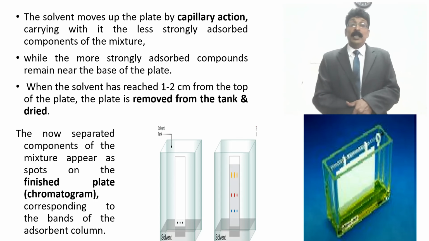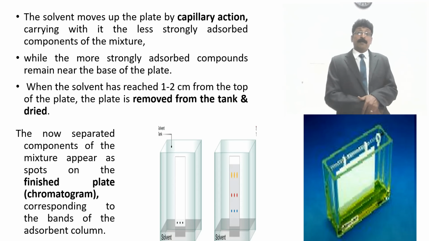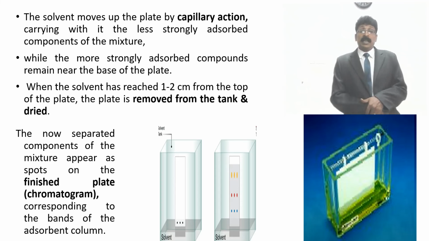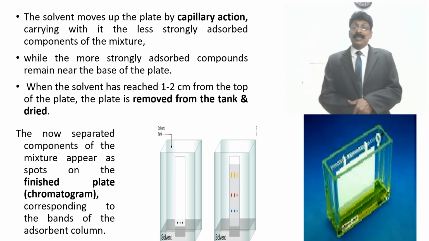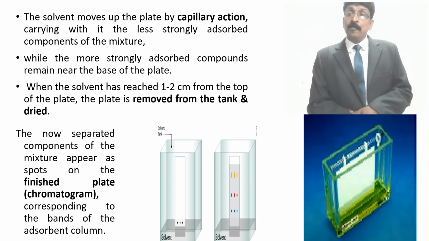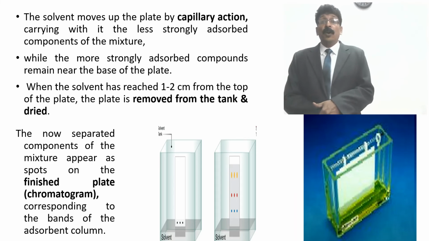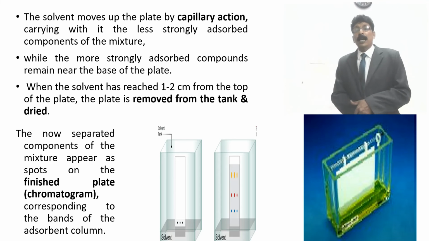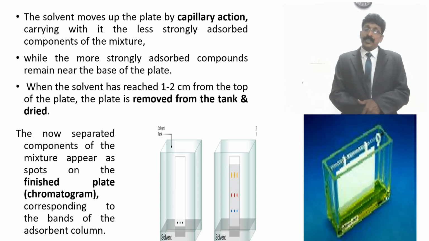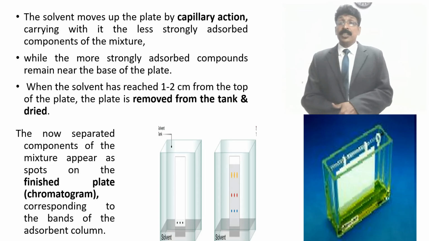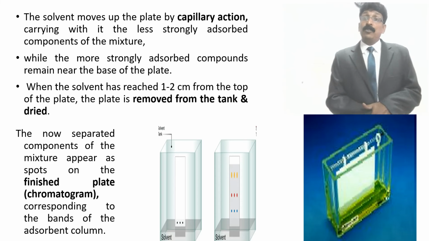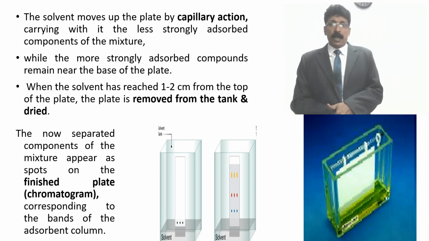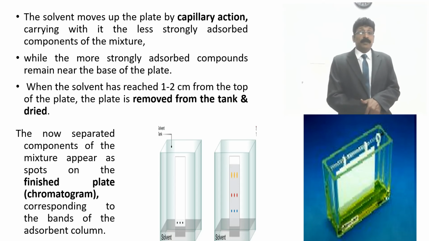Now the separated compounds of the mixture appear as spots, which is shown in the picture of the finished plate. If the compounds are colored, they are visible; if colorless, then we have to go for detecting reagents to be sprayed, or UV observation, or fluorescent observation. If the compounds have a fluorescent effect, then we have to change the nanometer of the UV light falling on the plate so the spot can be identified. It's also possible, corresponding to the bands of the adsorbent column.